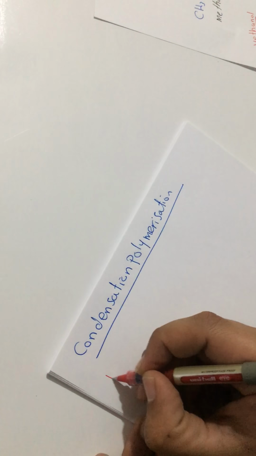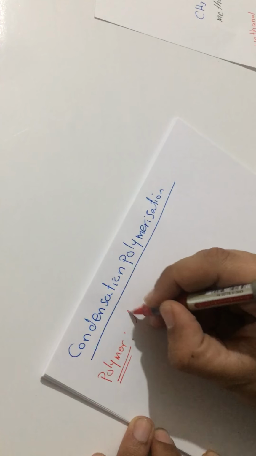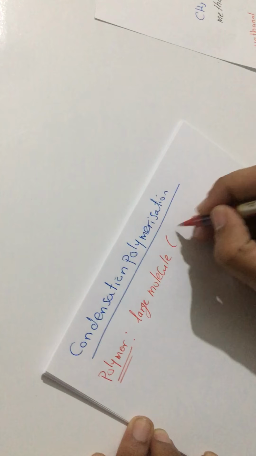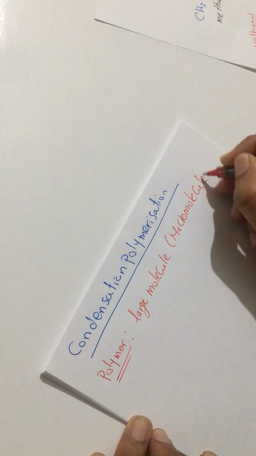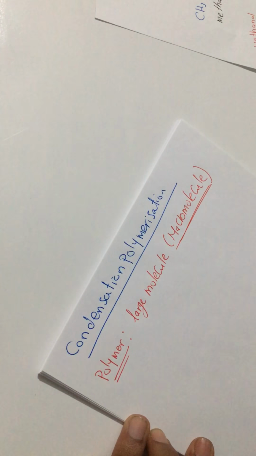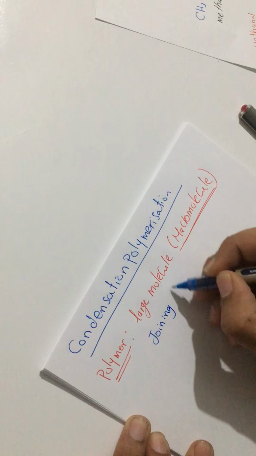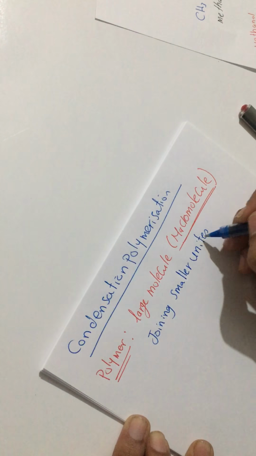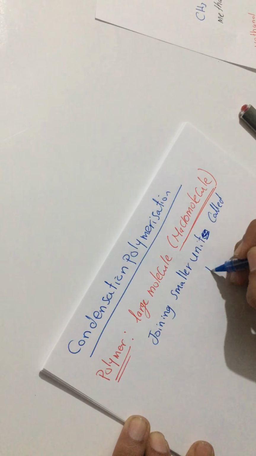To revise the term polymer, polymer is a large molecule. We call it a macromolecule. Polymer is a large molecule or a macromolecule that is formed from joining smaller units called monomers.